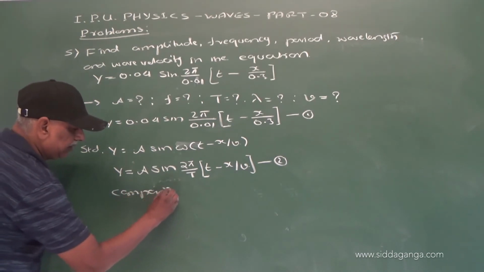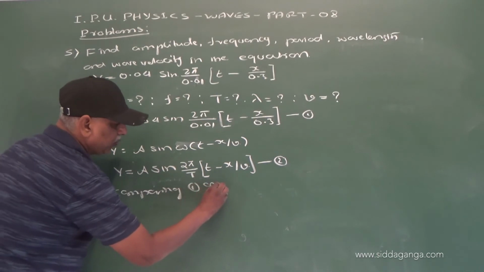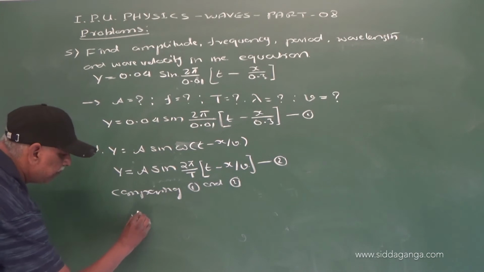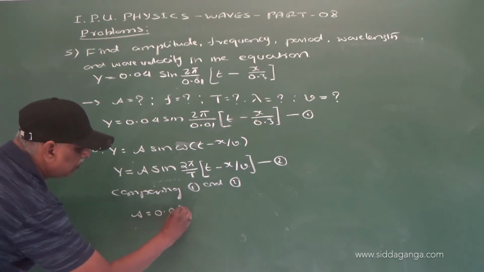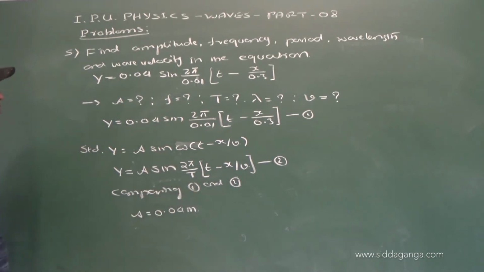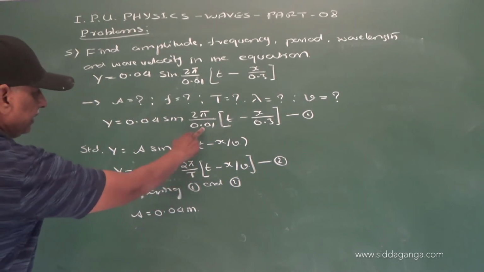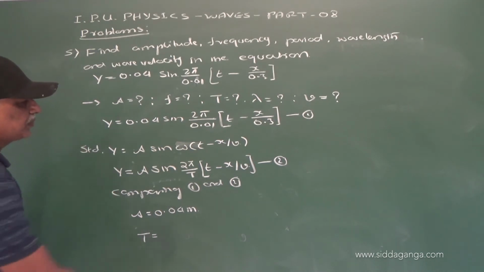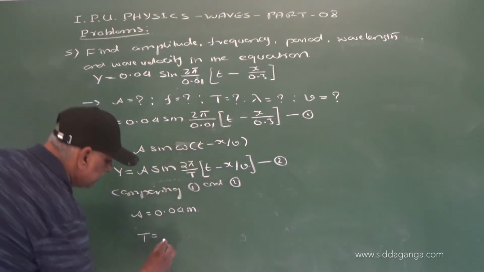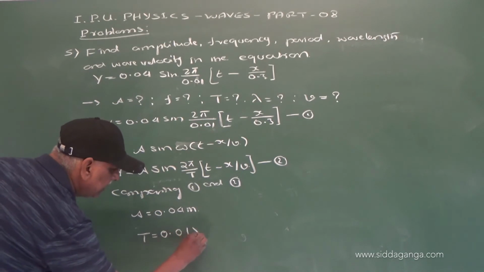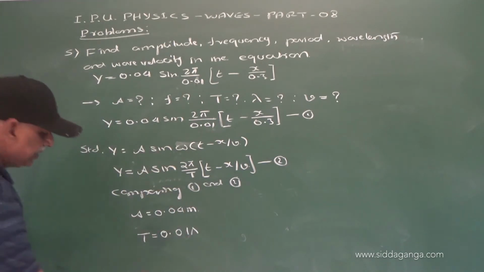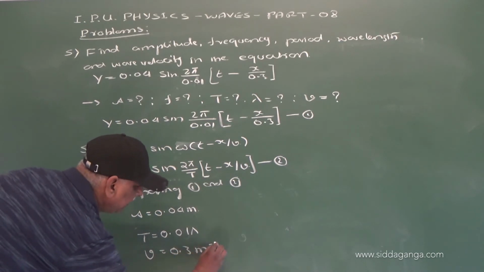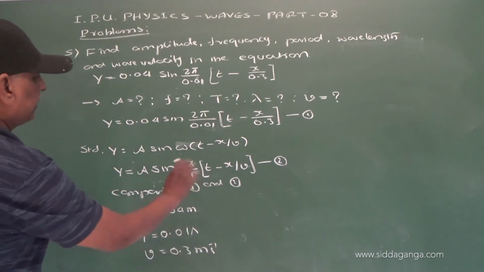Now comparing equations 1 and 2, we get amplitude A is equal to 0.04 meter, time period T is equal to 0.01 second, and velocity v is equal to 0.3 meter per second.